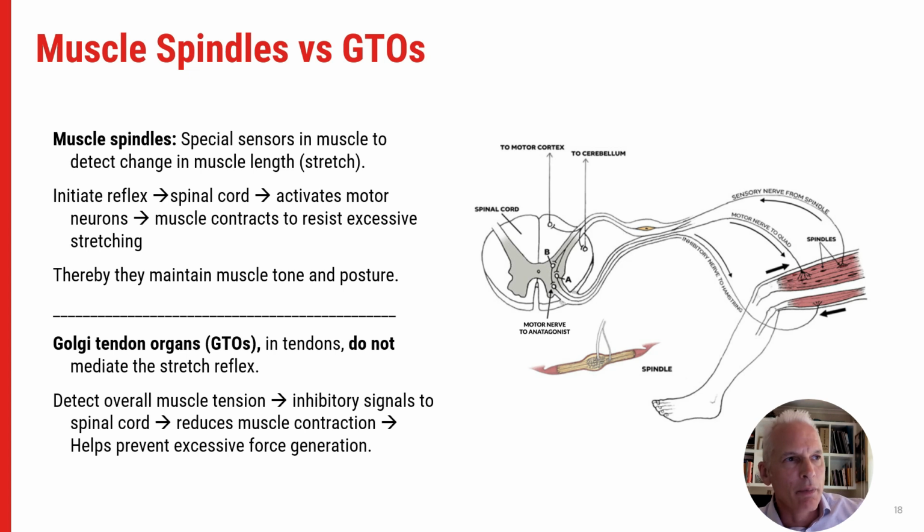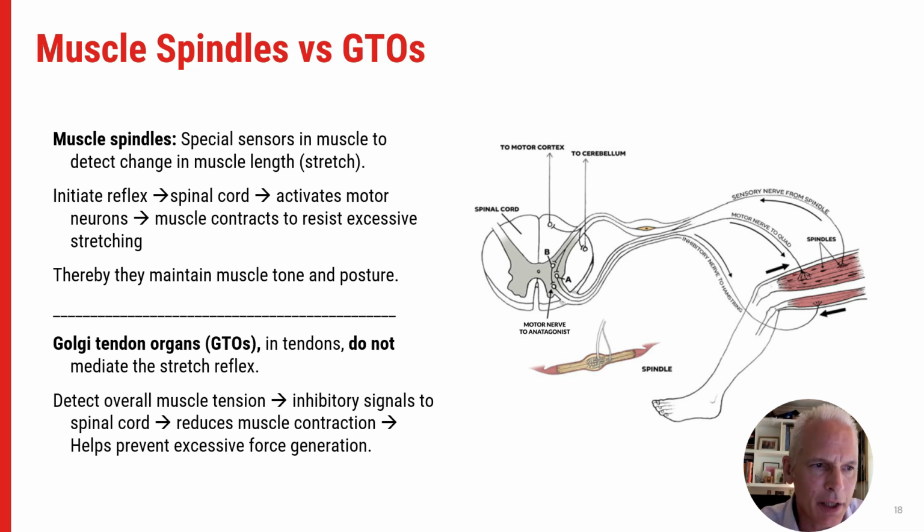So we're just going to cover muscle spindles versus GTOs, or Golgi tendon organs, again. So muscle spindles are special sensors in muscle to detect change in muscle length, stretch, if you like. So they initiate reflex through the spinal cord. They activate motor neurons, and muscles contract to resist excessive stretching. So therefore they maintain muscle tone and posture.